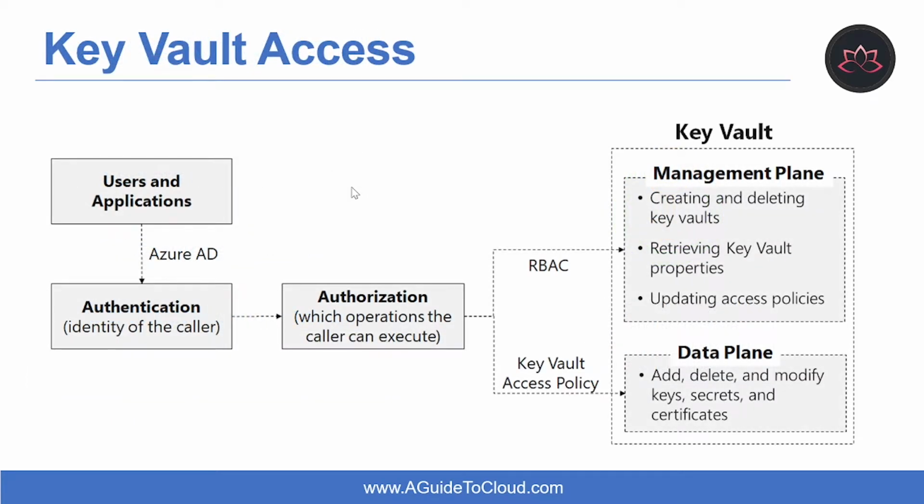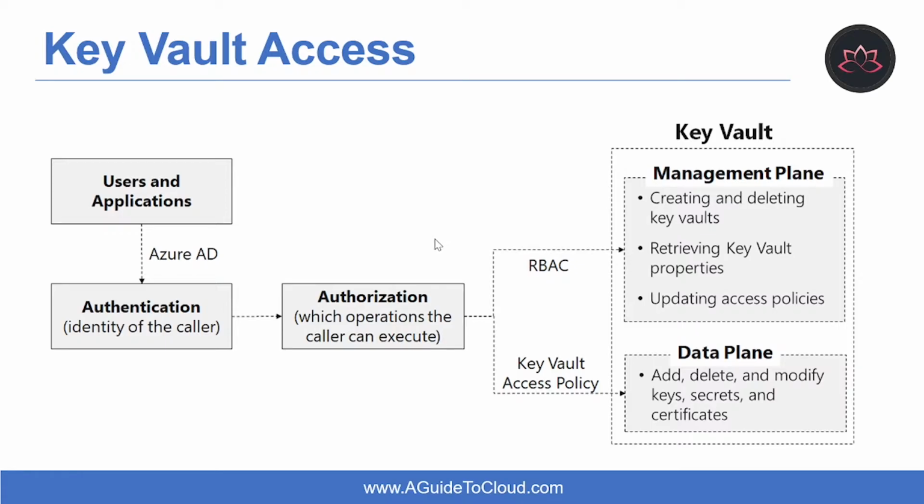Let's look at Key Vault access. Access to Key Vault is controlled through two interfaces, the management plane and the data plane. The management plane is where you manage Key Vault itself. Operations in this plane include creating and deleting key vaults, retrieving Key Vault properties, and updating access policies. The data plane is where you work with the data stored in a Key Vault. You can add, delete, and modify keys, secrets, and certificates from here.